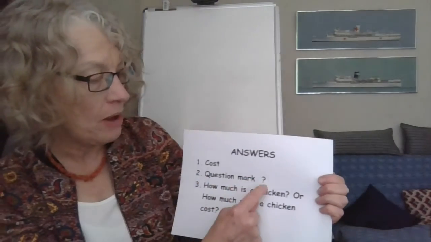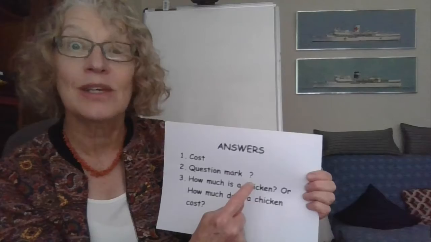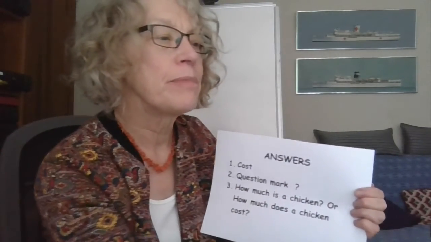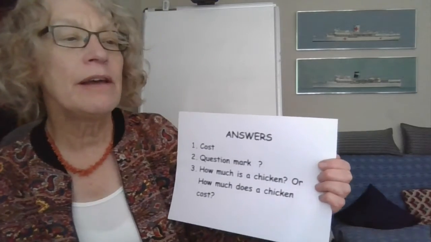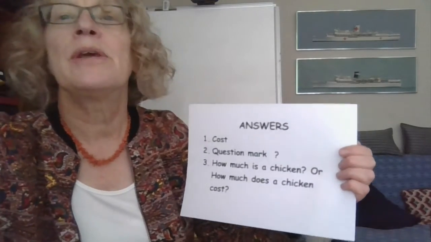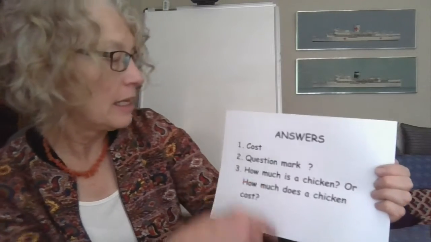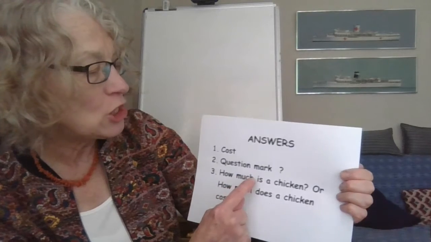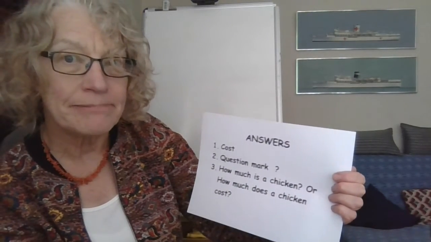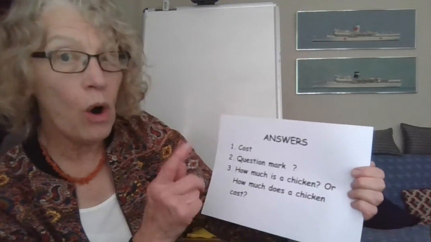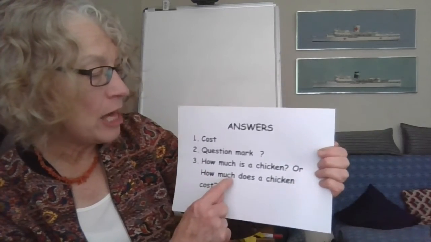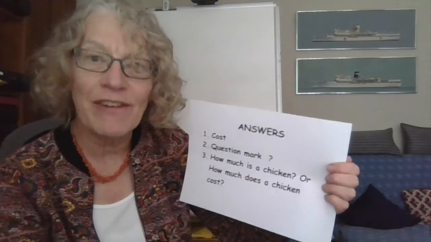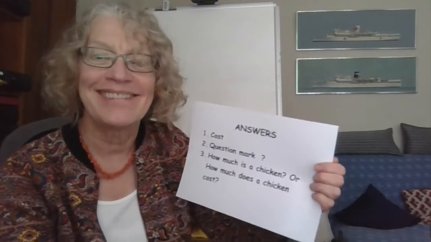Number 2, what's the punctuation mark that we always put at the end of a question? It's a question mark, like that. It shows it's a question. And number 3, what would you say to a shopkeeper if you want to know the price of a chicken, but you can't point to it? There are 2 possible answers. One is, how much is a chicken? Or you might say, how much does a chicken cost? Two different ways of asking the same question.